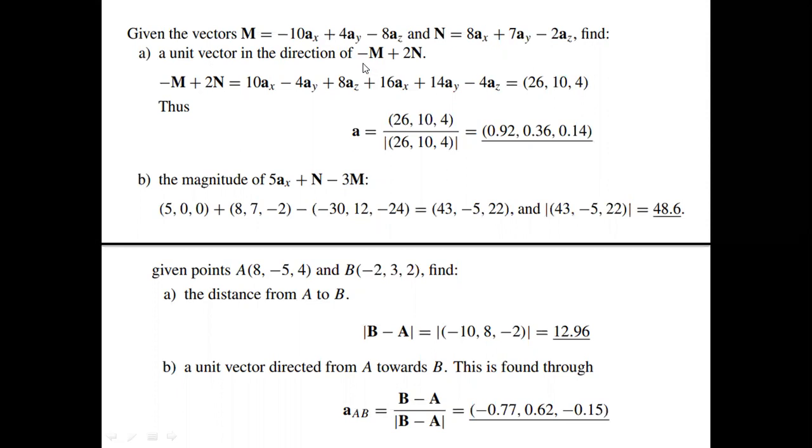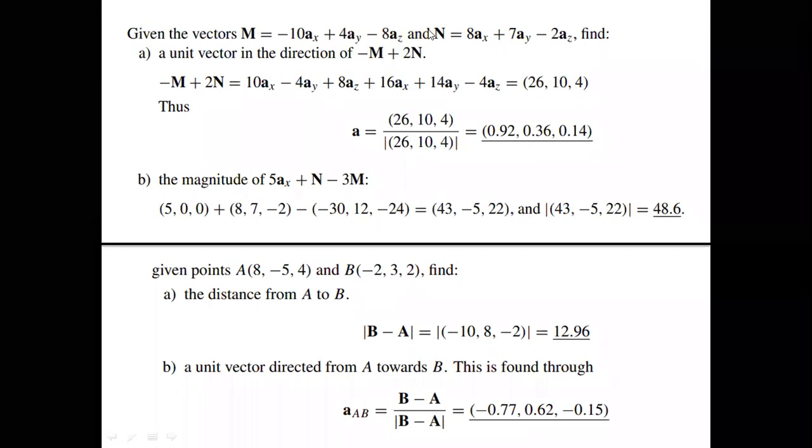So first we have to find the minus m plus 2n. We have to multiply minus with this m and 2 with this n. So this is minus m, and this is 2n, and after that we have to add minus m plus 2n. Okay, so we will get 26ax and 10ay and 4az.